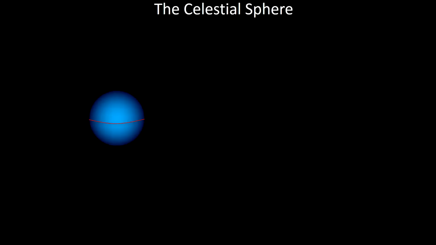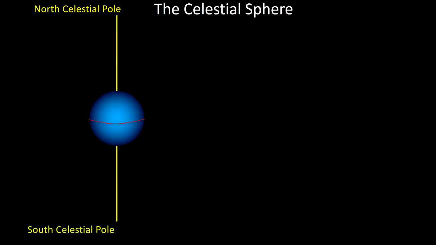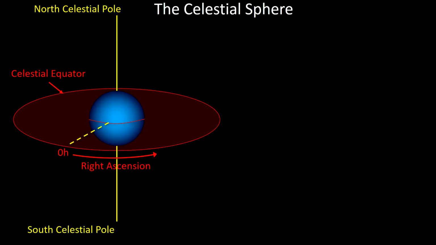So what we've got here is the Earth with the equator in red, and we have the North Pole, the North Celestial Pole, and the South Celestial Pole. There's no real difference between this and the standard rotational poles of the Earth. We're just projecting them out into space basically. And then we need basically two coordinates to specify the position of a star in the night sky.